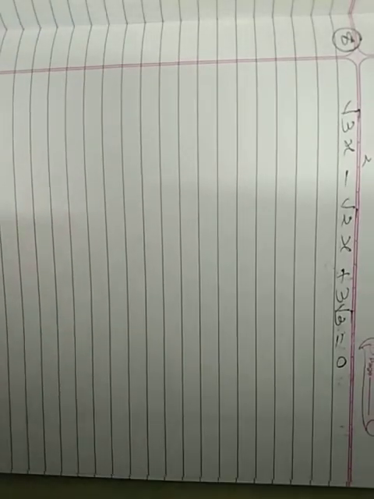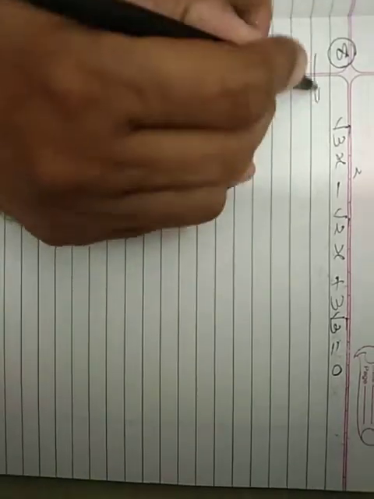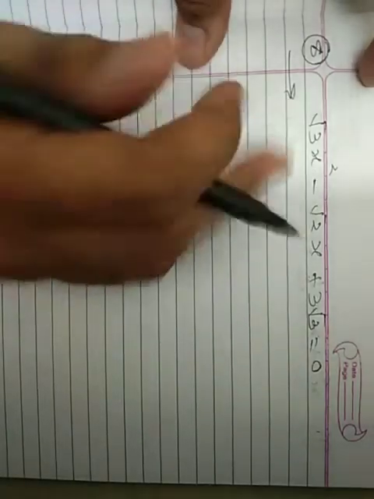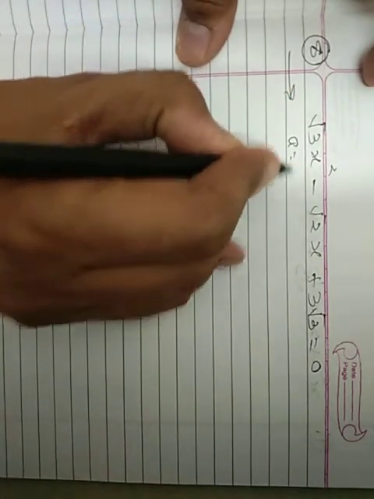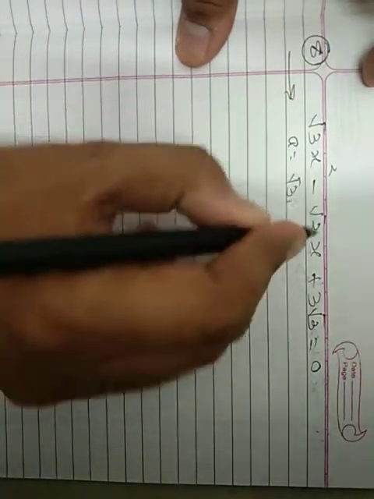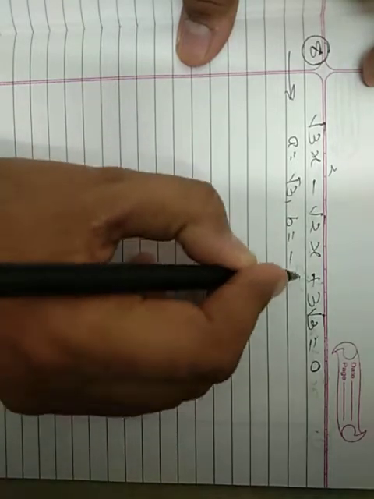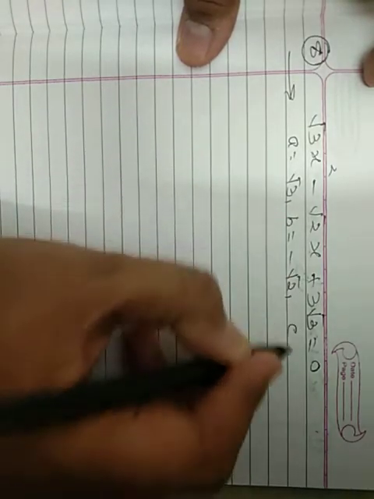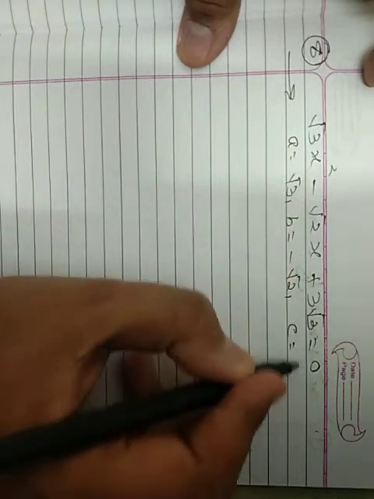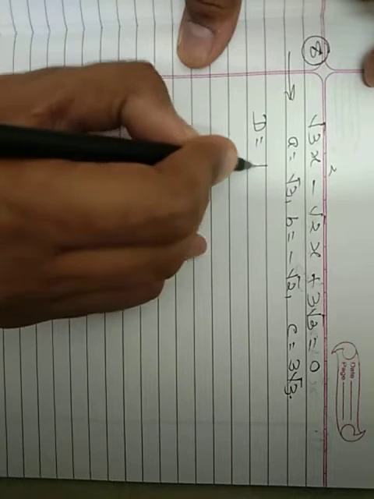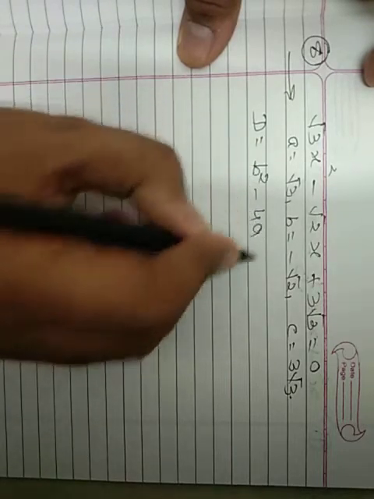Means we can start to solve this quadratic equation. A is equal to root 3, B is equal to minus root 2, and C equal to 3 root 3. First find out delta. Delta is equal to b square minus 4ac.